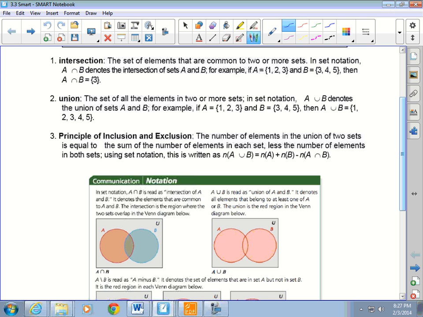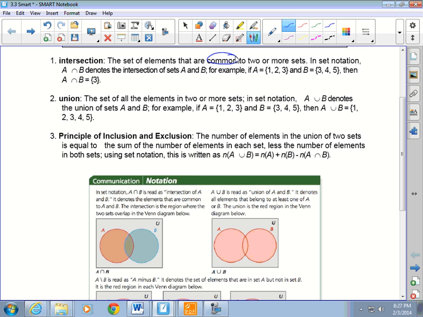The intersection is a set of elements that are common to two or more sets. In set notation, A and then that upside down U, B denotes the intersection of sets A and B. For example, if A is 1, 2, 3 and B is 3, 4, 5, then A intersect B is 3. So the key word for intersection is that they have to be common.